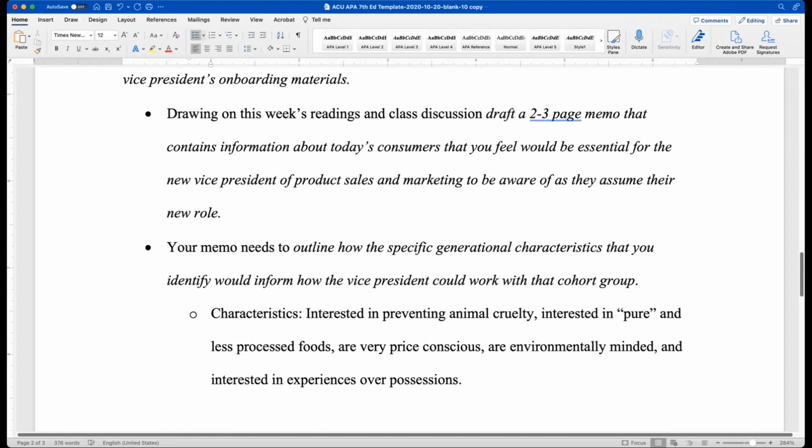And you there might talk about how almond milk is considered to be a very inefficient use of water in California, which has had some trouble with water supply these last several years. And interesting experiences over possessions, that's a potential marketing angle. So you start out with listing these characteristics and then probably follow up with how they could work with that, ways that we could exploit that.